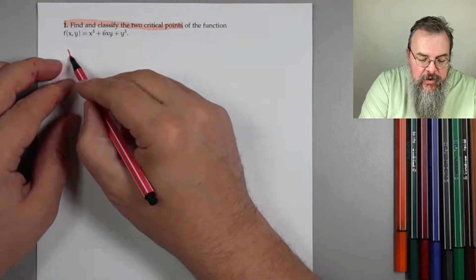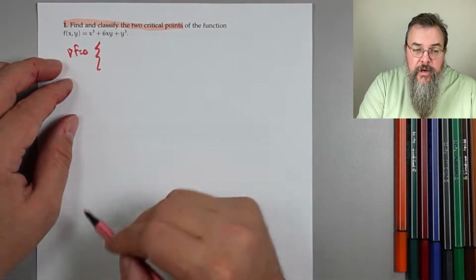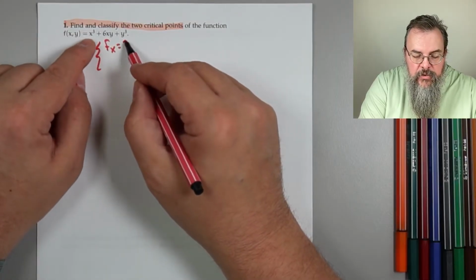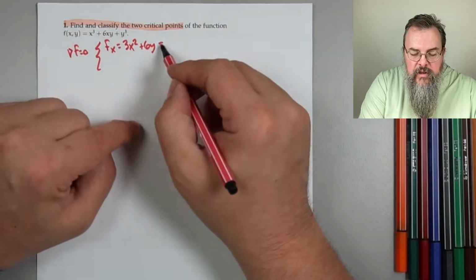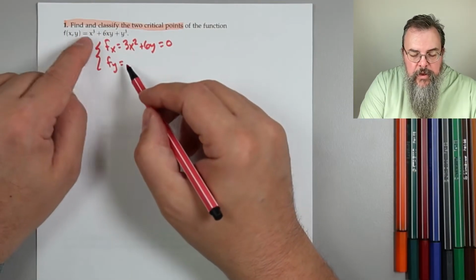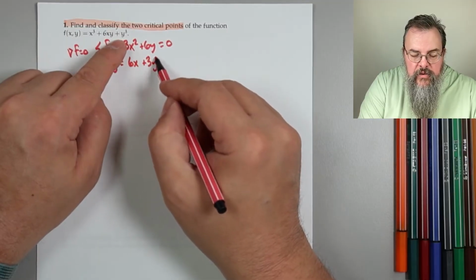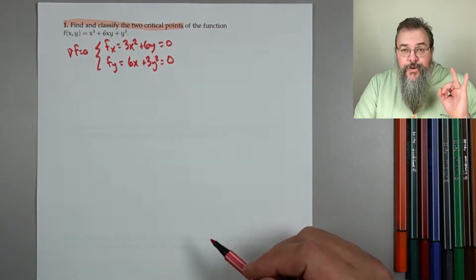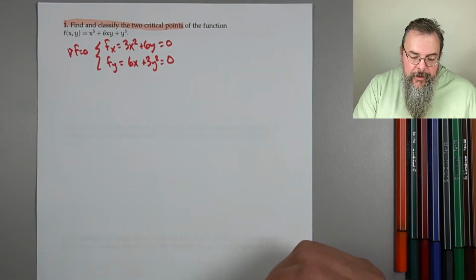So we're going to set our gradient equal to 0. Now that means we really have two equations. Our f sub x, that's going to be 3x squared plus 6y. Set that to 0. Our f sub y, well, that'll be 6x plus 3y squared. Set that equal to 0. All right, two equations, two unknowns. We need to solve for x and y.